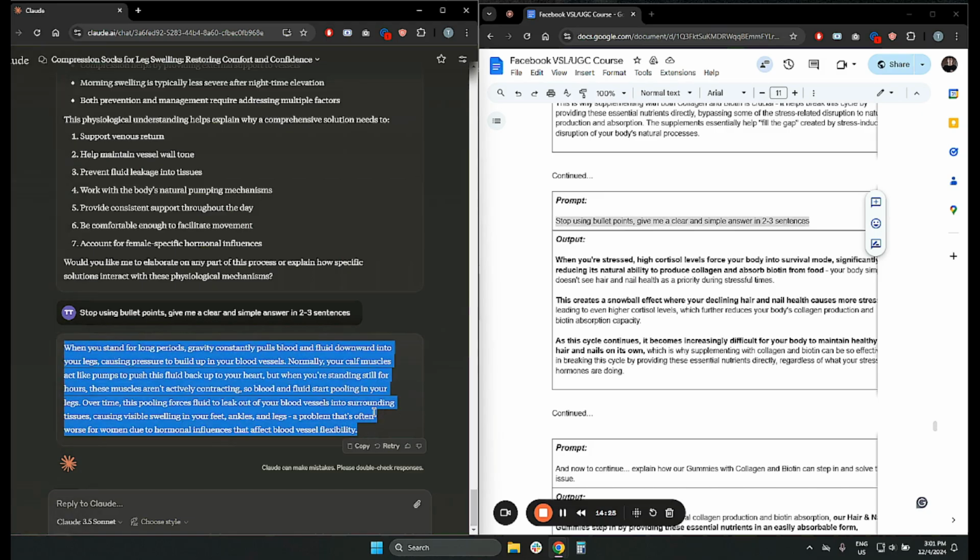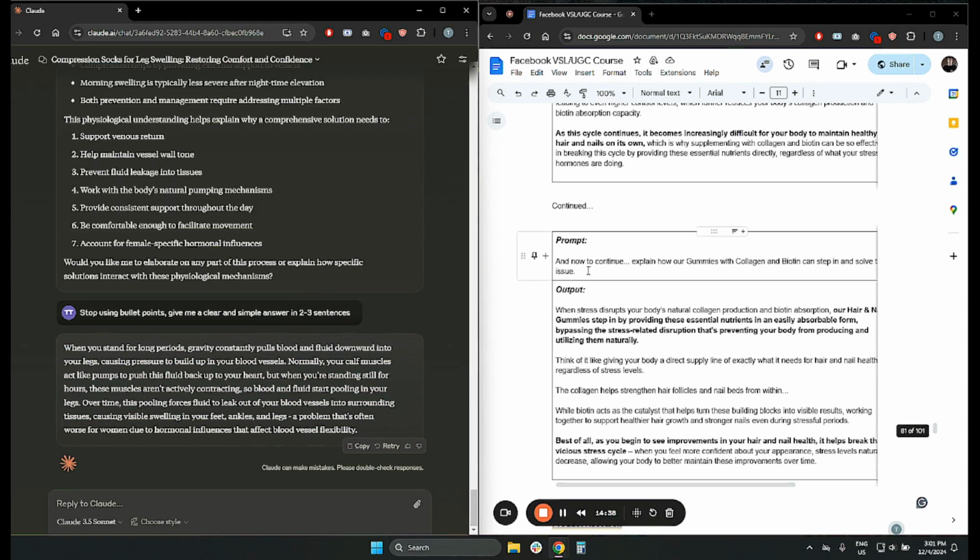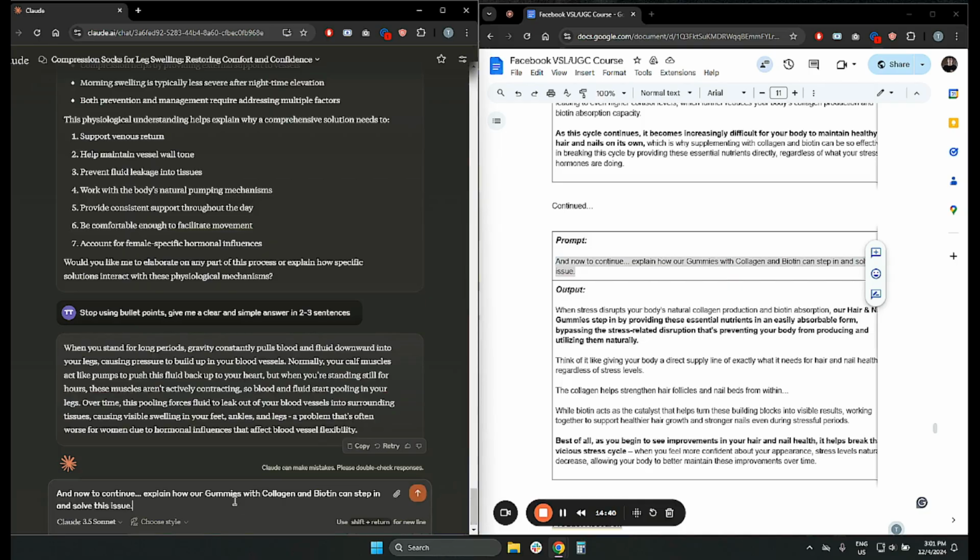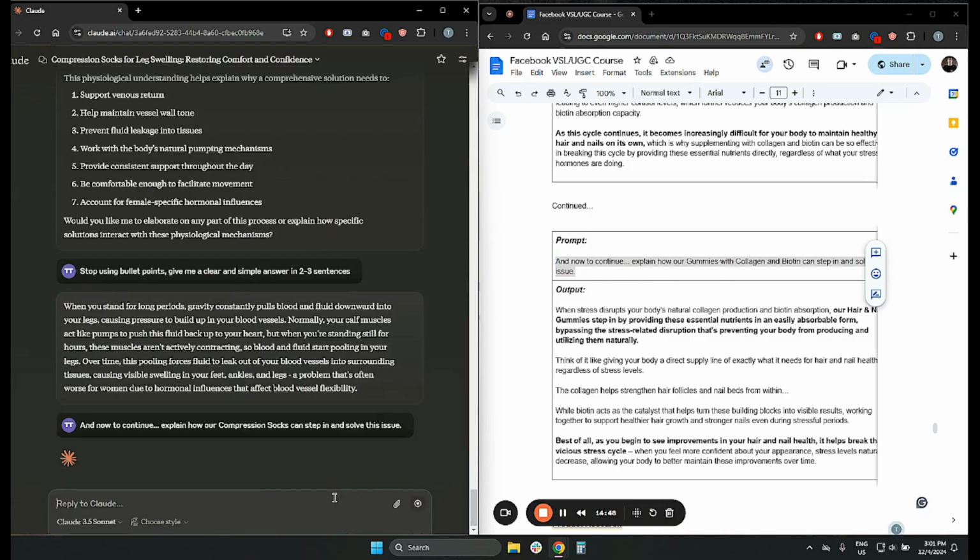And then I assume the compression socks basically squeeze their legs and squeeze their blood vessels a bit and help get the blood back up to their upper body. And then you can continue. And now continue: explain how our gummies, or explain how our compression socks, can step in and solve this issue.